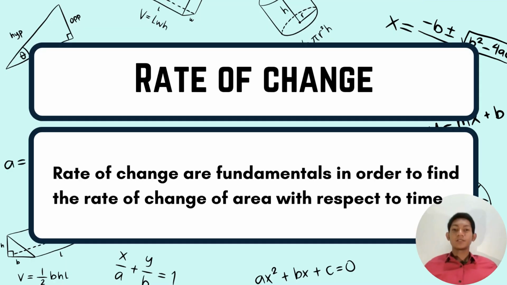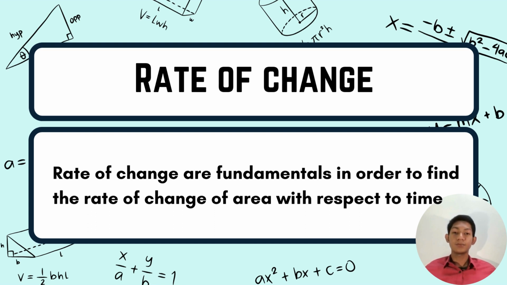Okay, hi. So now I'm going to explain about rate of change. Rate of change is fundamental in order to find the rate of change of area with respect to time. The rate of change describes how one quantity changes in relation to another. For example, if you are tracking the distance traveled by a car over time, the rate of change would be the speed of the car, which is how quickly the distance changes.